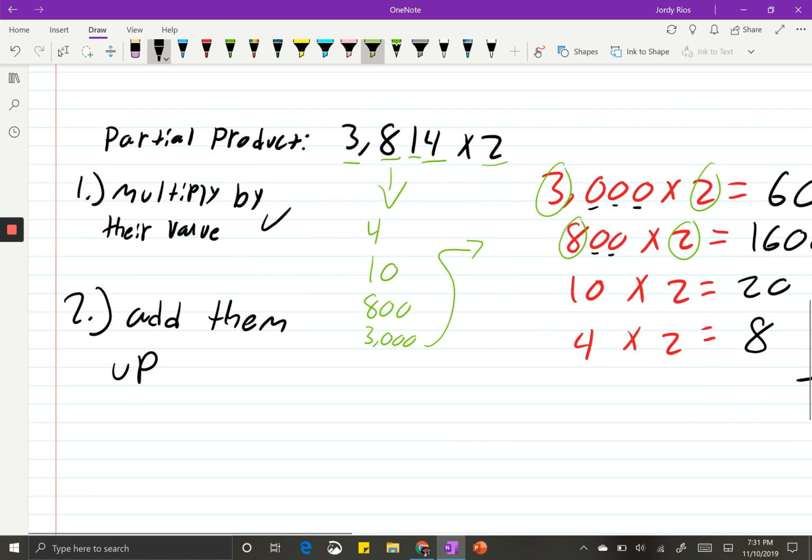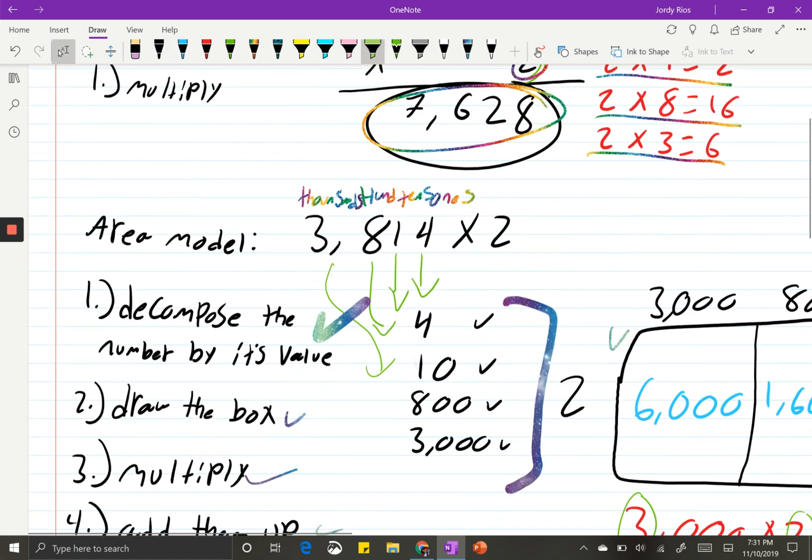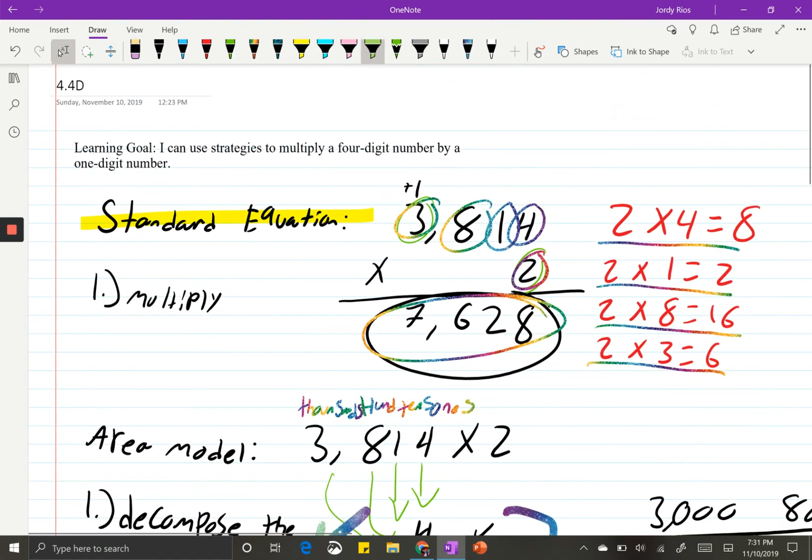All right, so we did partial product, area model, and standard equation. Now you know how to multiply a 4-digit number by a 1-digit number.